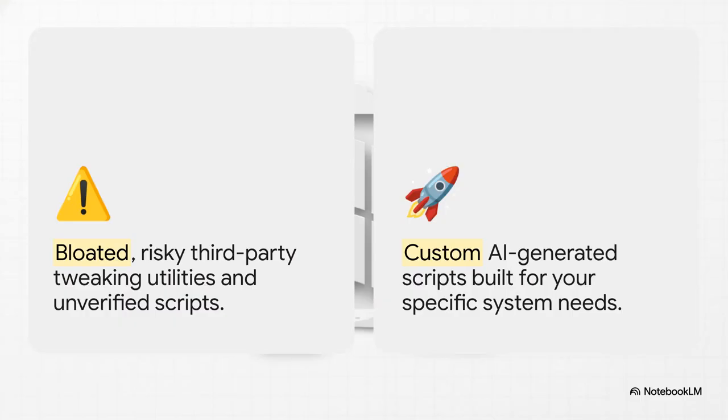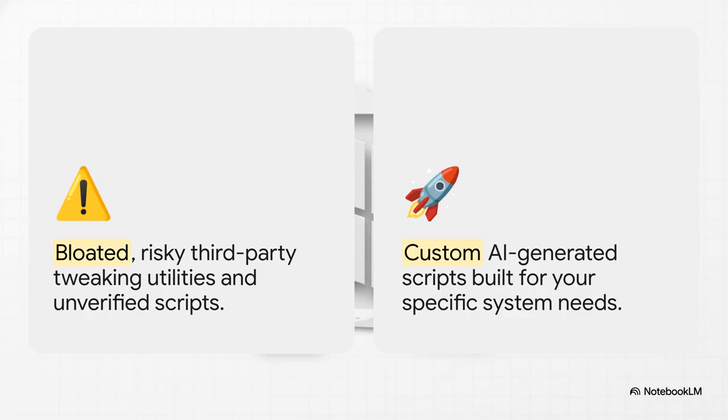So we're really at a crossroads here. On one side, you've got the old school way, which means downloading bloated third-party tweaking utilities, or worse, running some random unverified optimization script you found deep in a forum. The source material points out that running scripts that haven't been peer-reviewed is honestly just a recipe for a system-breaking disaster. It's a total roll of the dice.